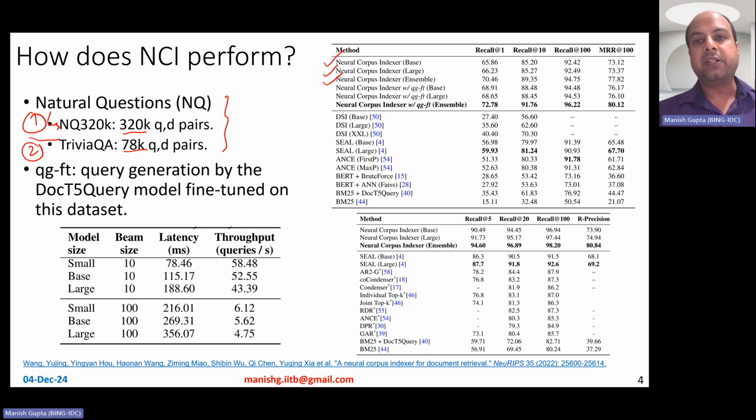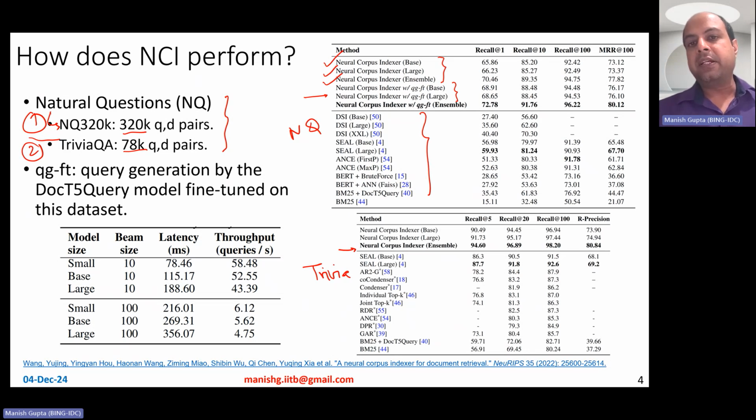They also experimented with the query generation with the fine-tuned model versus the query generation with a pre-trained model. So here, these are showing the fine-tuned model versus the pre-trained query generation model. The fine-tuned one is, of course, fine-tuned on TriviaQA or natural questions dataset. These are results over natural questions. These are results over TriviaQA at the bottom right. Okay. And they compare with multiple other retrieval methods like DSI, SEAL, ANCE, BERT, BM25, and so on.